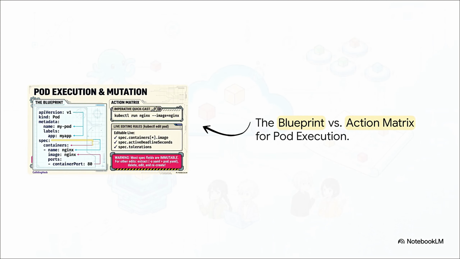Now let's talk about how we actually deploy these units. You basically have two approaches. The blueprint is your declarative YAML. That's a precise desired state mapped out long before deployment. Then you have the imperative quickcast. That's your kubectl run command, perfect for deploying instantly on the fly.